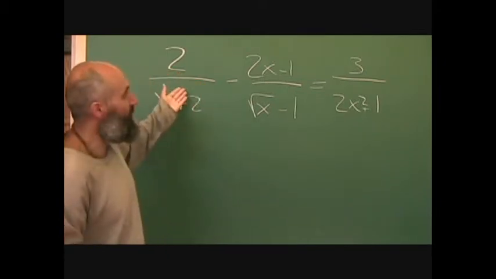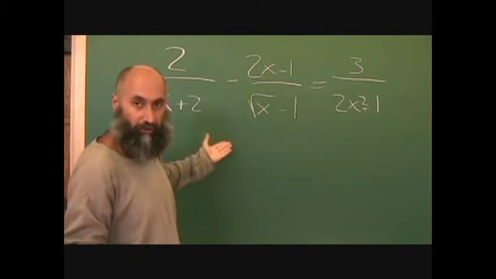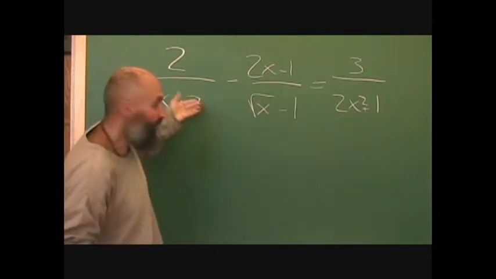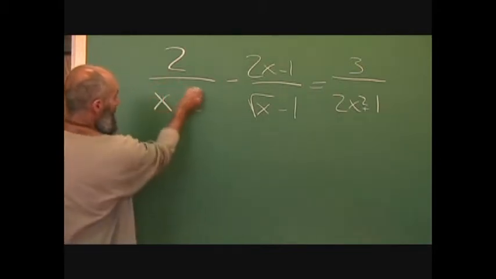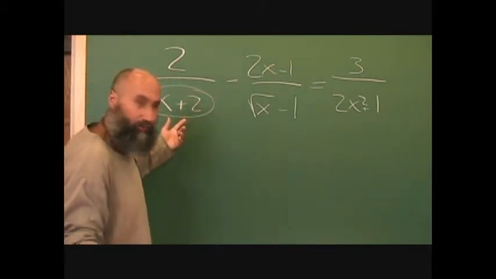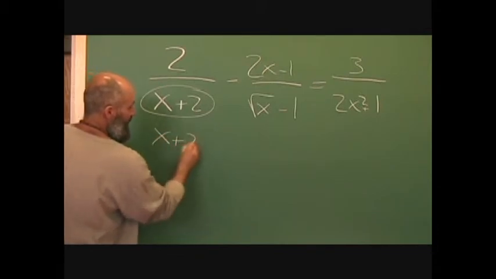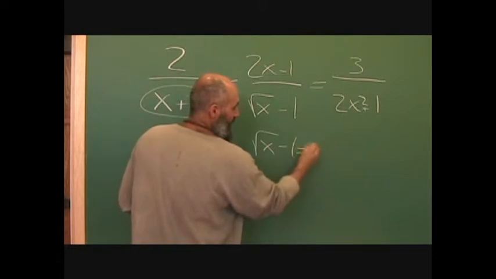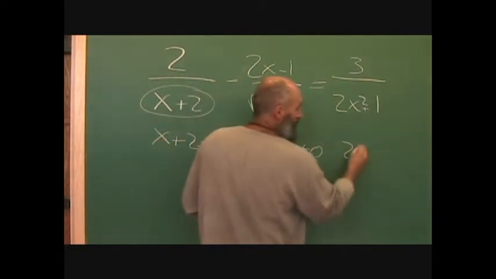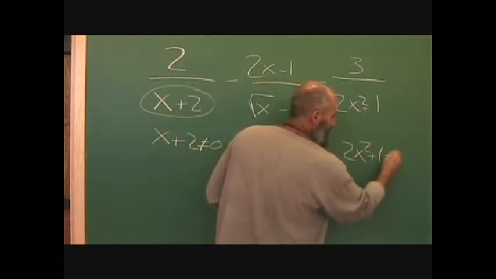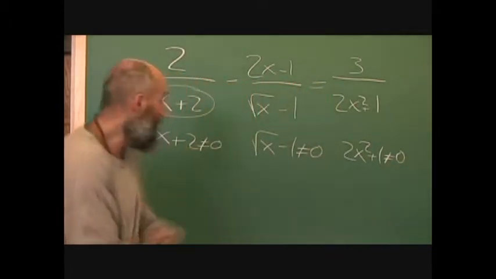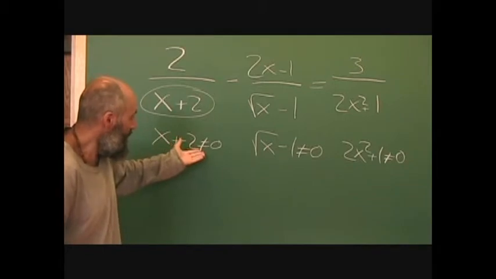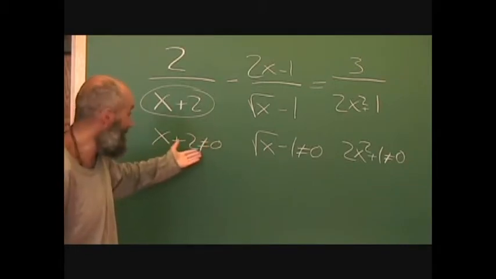So right now, let's just assume they asked you what the restrictions for this equation would be. Okay, so let's find the restrictions. All you do is take the denominator and say that can't equal zero. So x plus 2 can't equal zero. Square root of x minus 1 can't equal zero. 2x squared plus 1 can't equal zero. Okay, those are your restrictions, but obviously you're going to have to solve these, not equations, but not-equal-to equations, I guess.